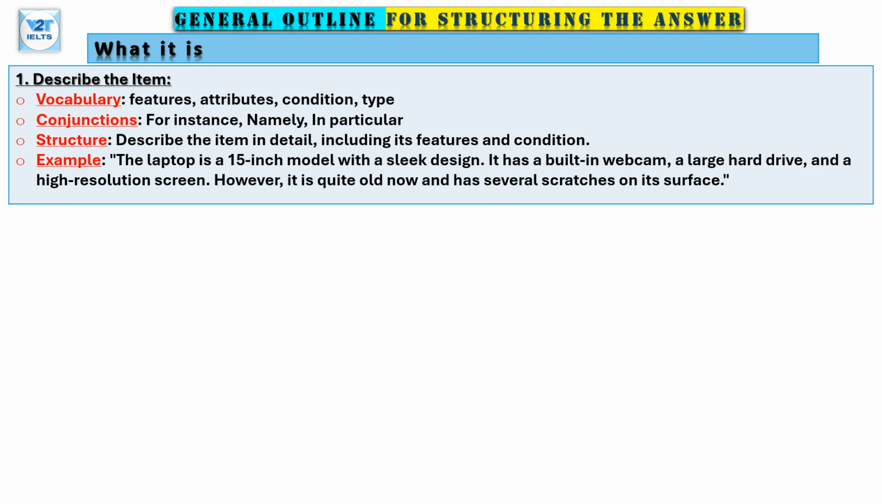What it is. 1. Describe the item. Vocabulary: features, attributes, condition, type. Conjunctions: for instance, namely, in particular. Structure: describe the item in detail, including its features and condition.